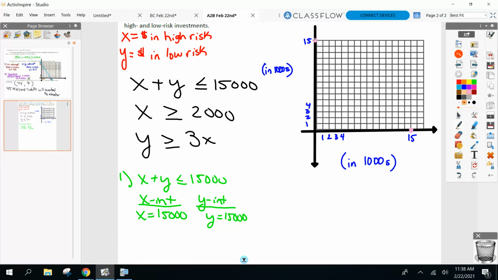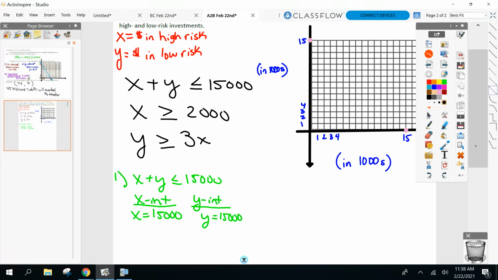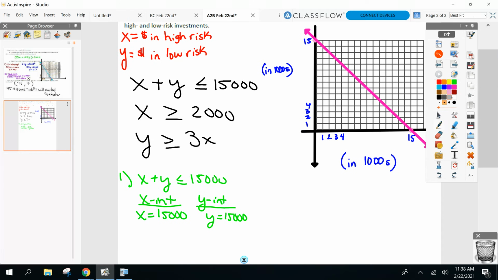Solid or dashed? Solid. Make sure with the solid one, use the straight edge. Your line does not go through 0, 0. So you can test it. So go ahead, plop in 0, 0 for x and y. True or false, and then we'll talk about where you got to shade then.